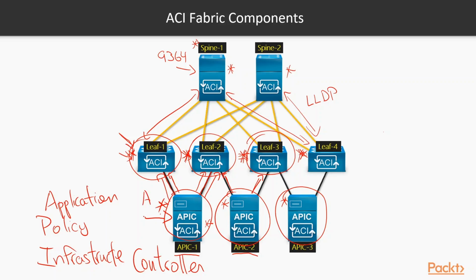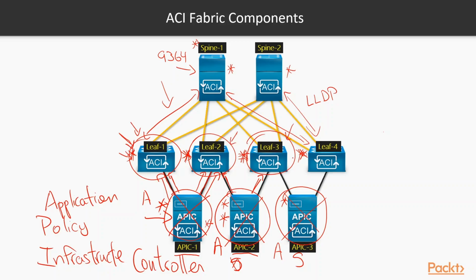One APIC is active at a time. The other ones are just standby APICs. If I lose an APIC, the other one becomes active. So this guy is going to become active. If I lose this one, then finally this one becomes active. If this goes down and I lose all my APICs, will the whole fabric stop working? No, it will not stop working because I already have the information configured on each leaf.